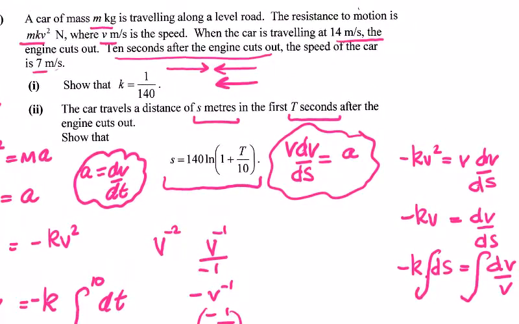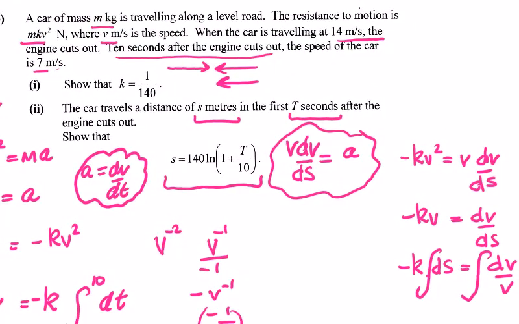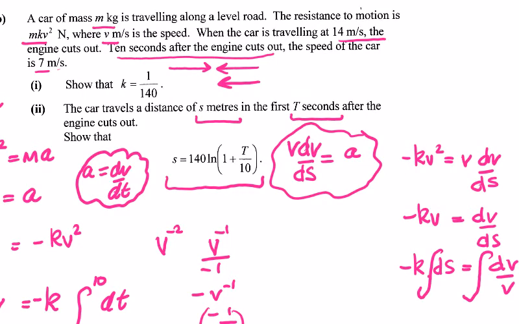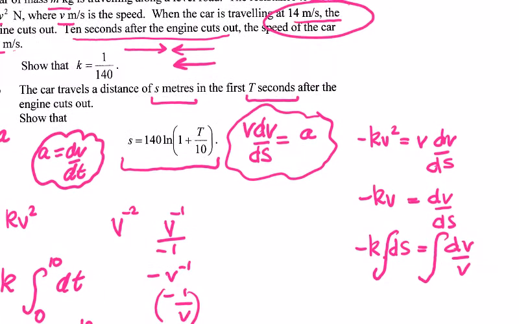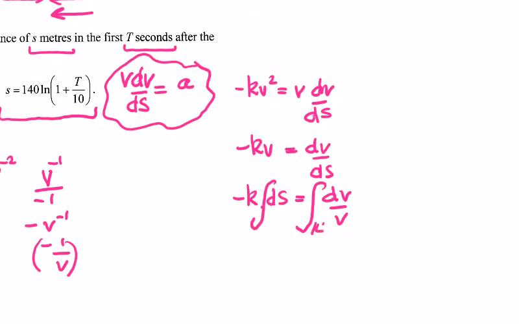after the engine cuts out. My initial speed is 14, so that's what we need here. My initial speed is 14. That will give me the velocity in there. Needs to be a bit neater. Stick it in here.